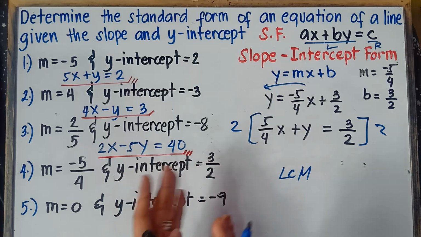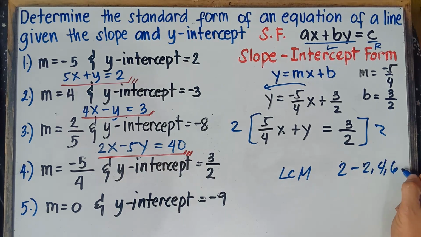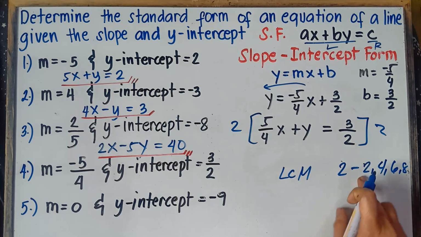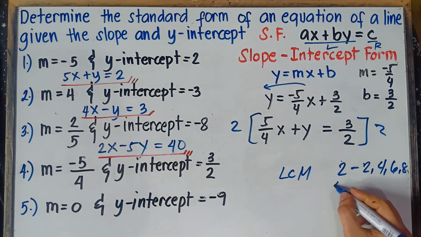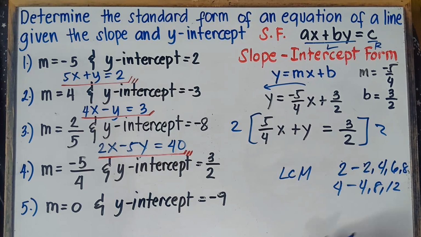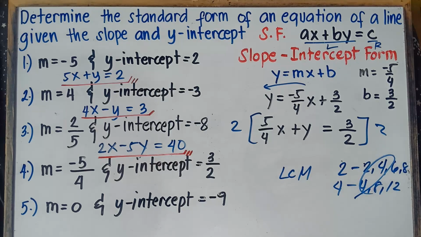If you still remember, class, during your elementary years, the multiples of 2 are 2, 4, 6, 8, and so on. 2 times 1 is 2, 2 times 2 is 4, 2 times 3 is 6, 2 times 4 is 8. And then the multiples of 4 are 4, 8, 12, 16, and so on. 4 times 1 is 4, 4 times 2 is 8, 4 times 3 is 12. Therefore, the LCM of 2 and 4 would be 4, right? That's how you find the LCM during your elementary years. But it will take time, class.